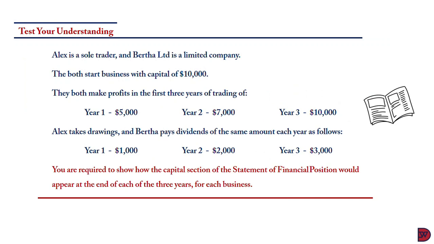Now, Alex is a sole trader and Beta Limited is a limited company. They both start business with capital of $10,000. They both make profit in the first 3 years of trading of $5,000 in year 1, $7,000 in year 2, and $10,000 in year 3. Alex takes drawings and Beta pays dividends of the same amount each year as follows: $1,000 in year 1, $2,000 in year 2, and $3,000 in year 3. Now, you are required to show how the capital section of the statement of financial position would appear at the end of each of the 3 years for each business.